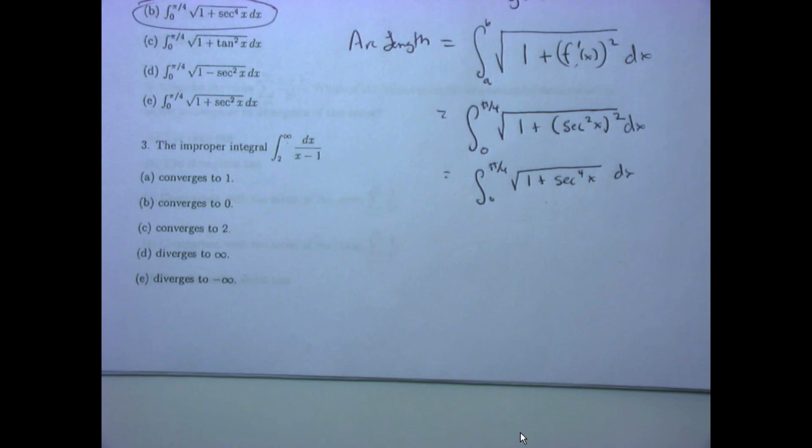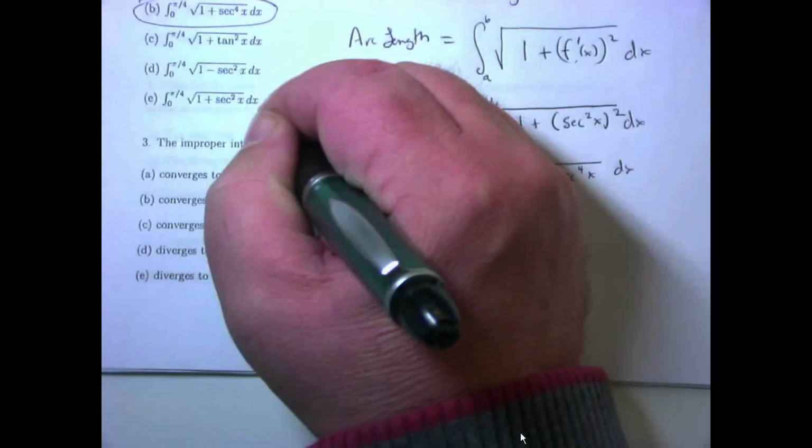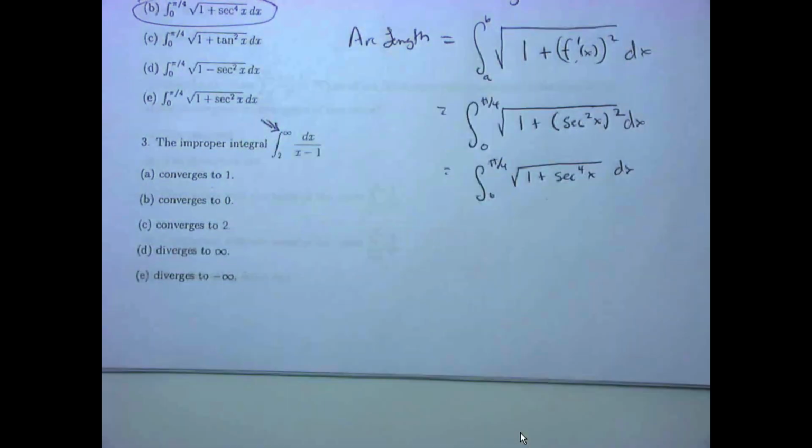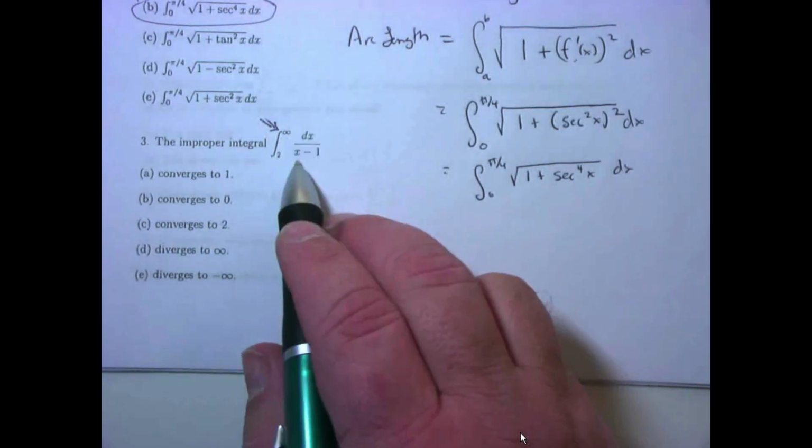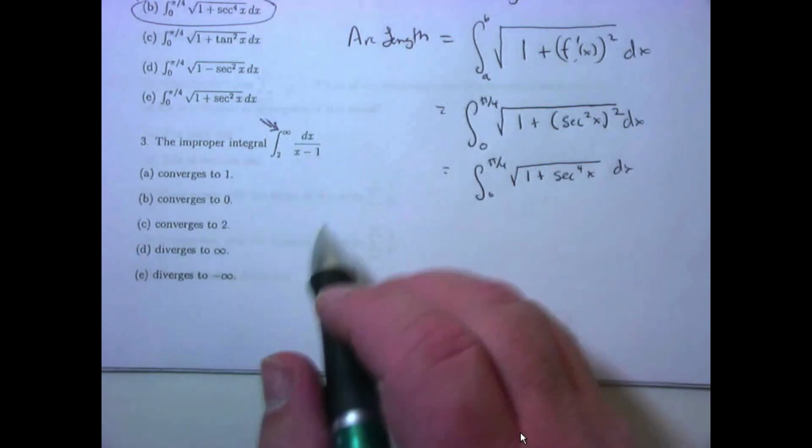How do I do it? Why is this guy an improper integral? What's telling you it's an improper integral? The infinity on the bound. All right, so here we go. How do I integrate from 2 to infinity of 1 over x minus 1 dx?